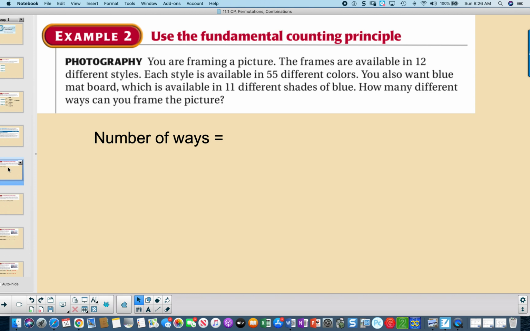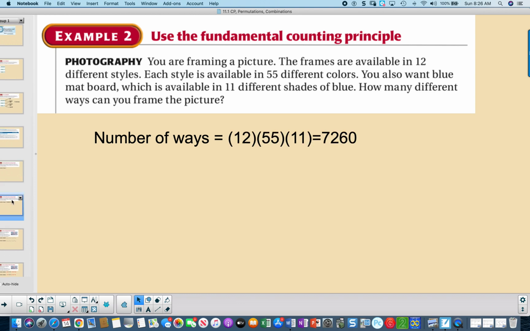Let's use the fundamental counting principle to figure out the number of different ways to frame a picture. We have 12 different styles, 55 different colors, and 11 types of shades of blue. So we take all of these choices and we multiply them together, and that's how many choices we'll have.